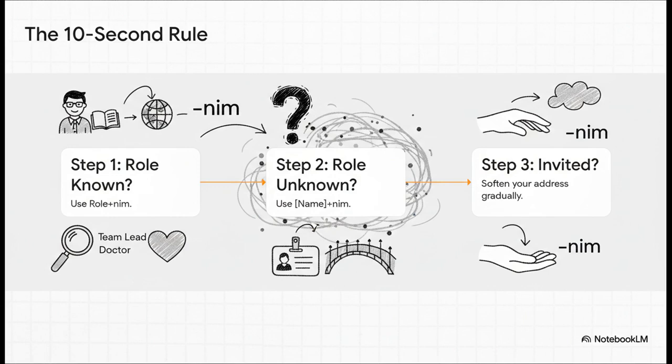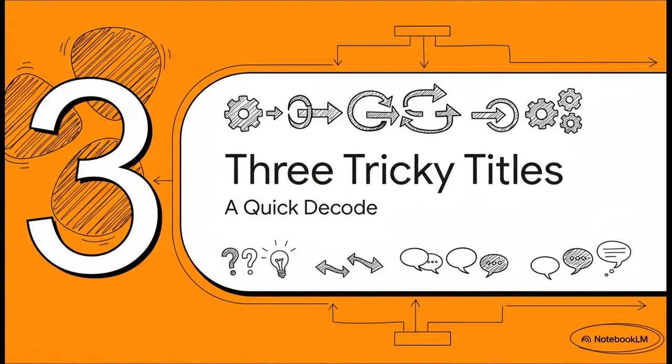Step 1, do you know their role? Professor, team lead, doctor? Great. Use that role plus the honorific nim. It's clean, it's respectful. Step 2, is the role kind of fuzzy or totally unknown? Just default to their full name plus nim. That is your safest bet. And finally, step 3, and this is a big one, only soften your address when you are explicitly invited to. Seriously, it's that simple. Okay, so we've got our golden rule in place.